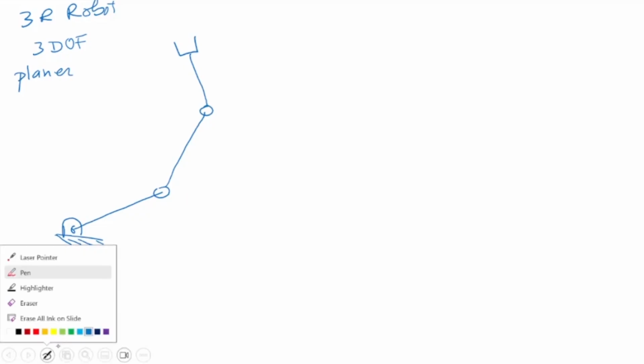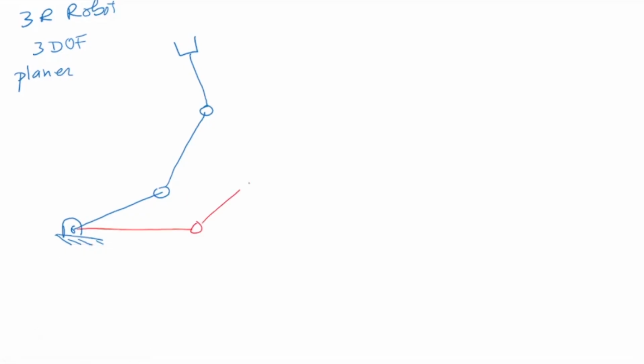What is the meaning of planar? It basically means if it moves, it can at most come here or go this side, but it cannot come out of the plane. That's what I mean by planar. It has to be on this plane. Now let us say this is my link length L1, this is my link length L2, and this is my link length L3. Now the first thing as per DH, we assign our z-axis.